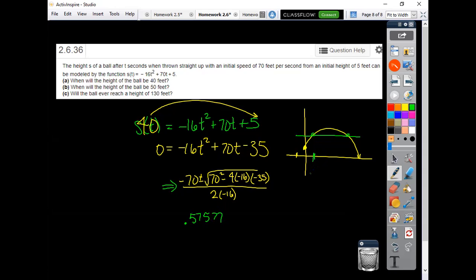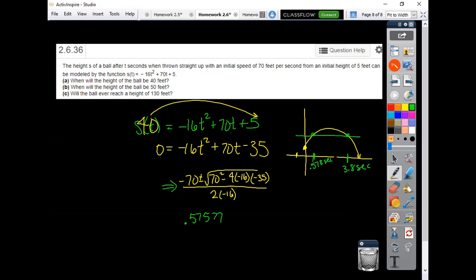Then redo the exact same thing except with a minus in that quadratic formula instead, dividing by your negative 32. This time I'm coming up with about 3.8 for this time over here. So there are my 2 times that the ball reached 40 feet.